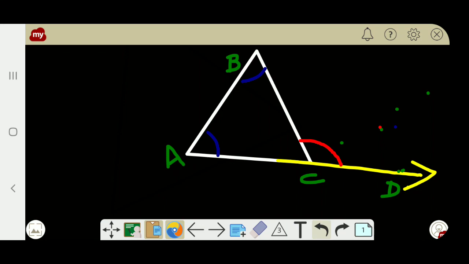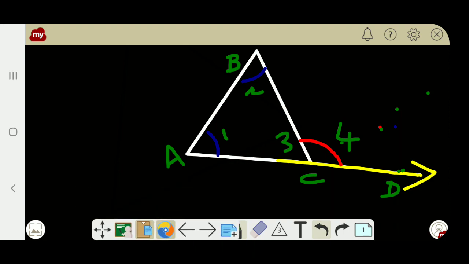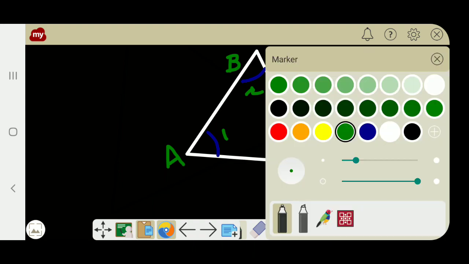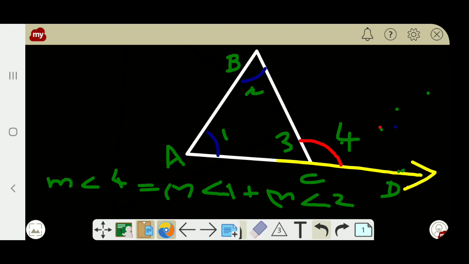Already you know that for the triangle there are three interior angles: 1, 2 and 3. Not only that, one more angle is formed in the exterior. Then the exterior angle property is, yes, the measure of angle 4 is the sum of the measure of angle 1 and the measure of angle 2. That is, measure of angle 4 equals measure of angle 1 plus measure of angle 2. That is the exterior angle property.